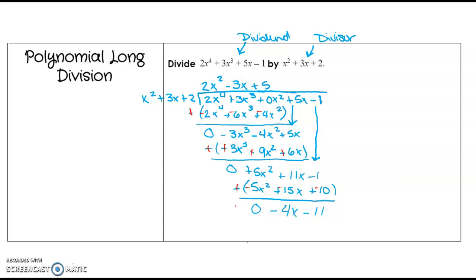All right, so I don't have any more terms to bring down, and so this is actually my remainder. So now my quotient, I can write this out as 2x squared minus 3x plus 5, and then I want to add my remainder, so plus negative 4x minus 11, and I want to put that all over my divisor, which is x squared plus 3x plus 2.